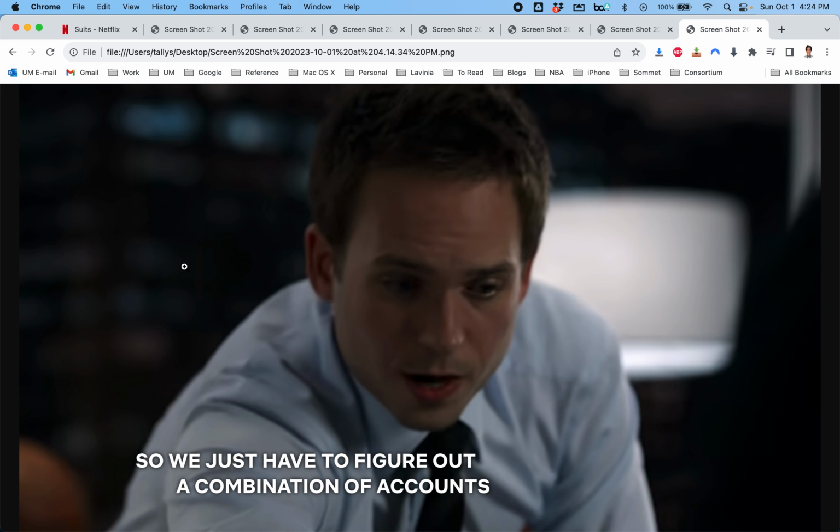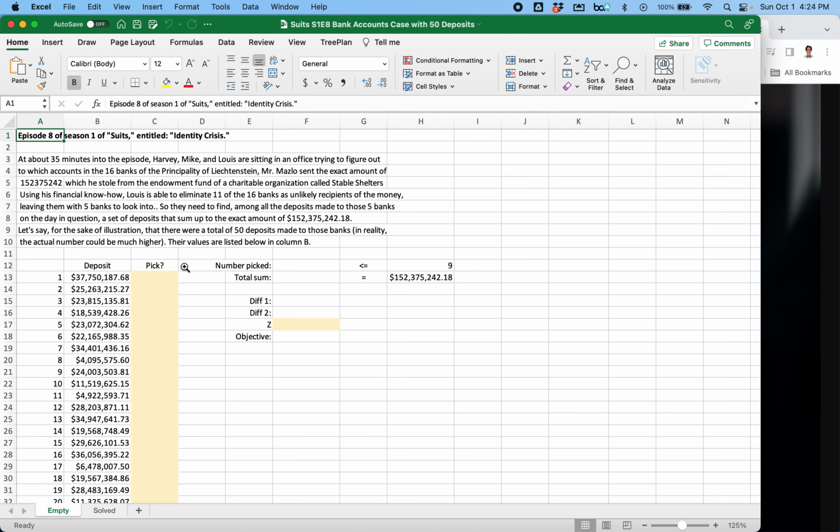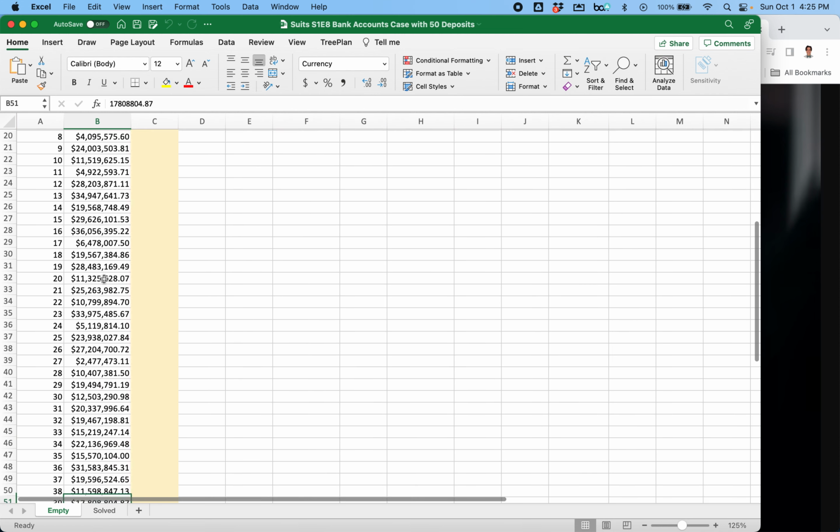But how did they figure this out? How did they compute this? I'm going to show you one possible way. Here's the idea. Let me open my Excel here. I have a little explanation of what's happening. For the sake of the example, let's say there were 50 deposits made to those 5 banks on the date in question. So I generated here in column B 50 random numbers of deposits.